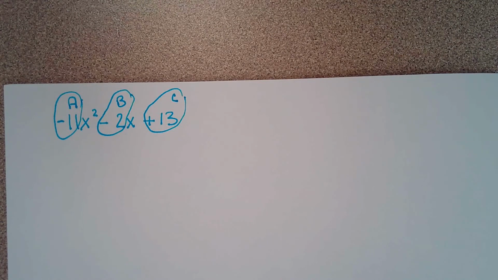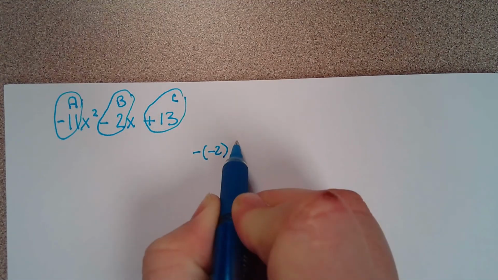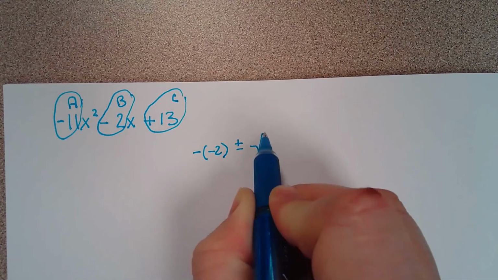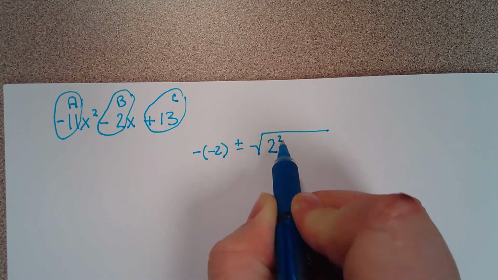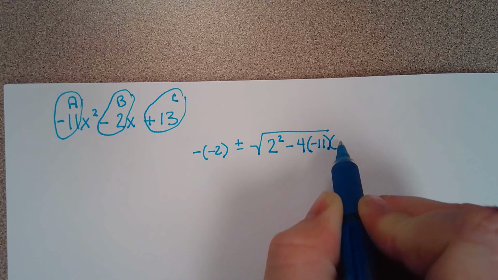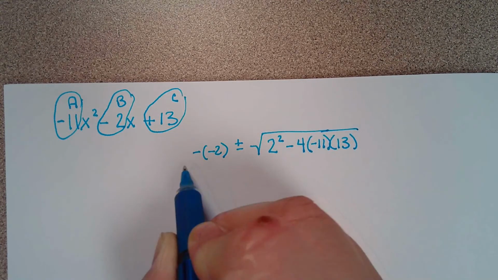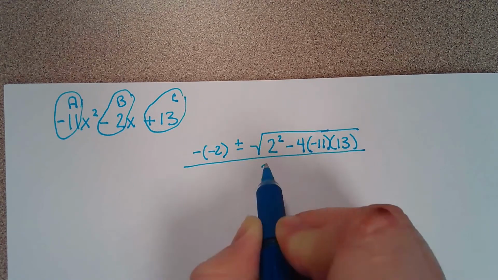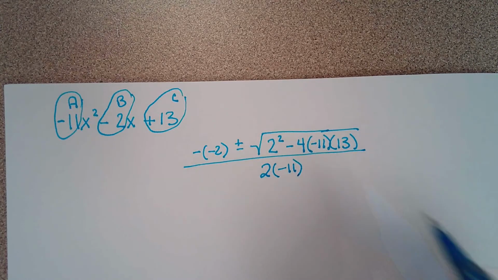Look back at your formula. It was negative B, so negative 2 plus or minus the square root of 2 squared minus 4 times negative 11 times 13, all over 2 times negative 11. So we have a lot of negative signs in these. Make sure you copy them down, and make sure you don't have any mistakes there.